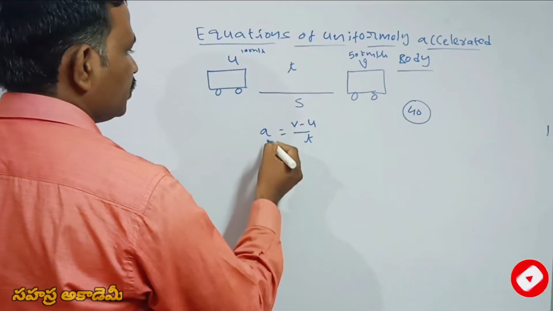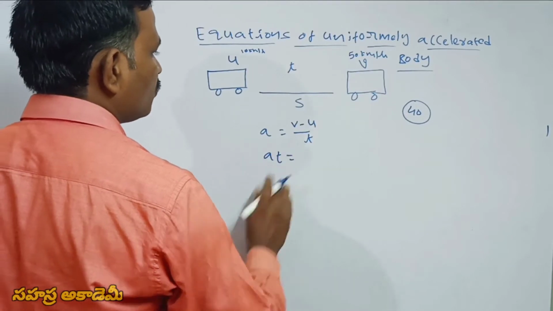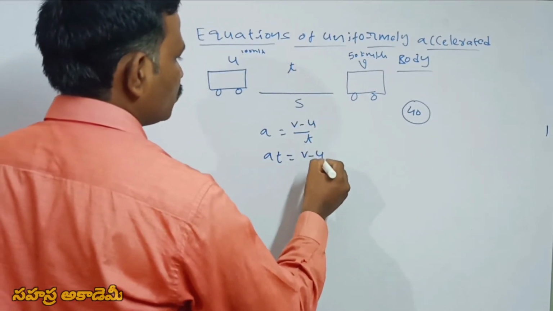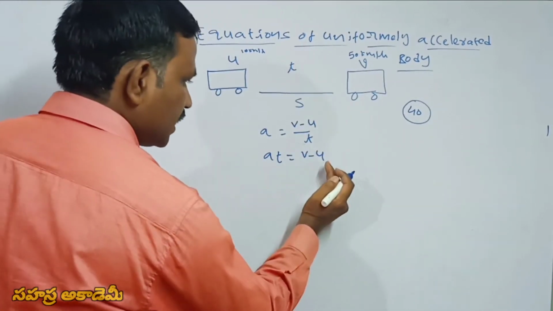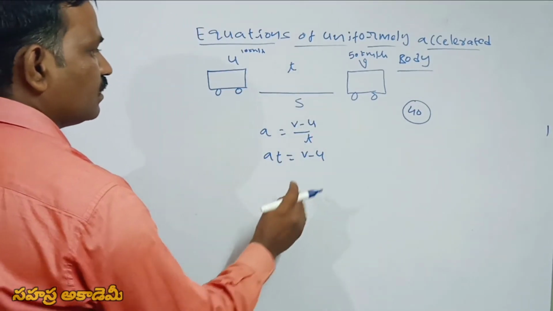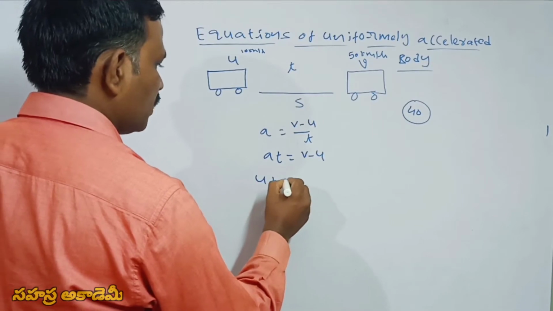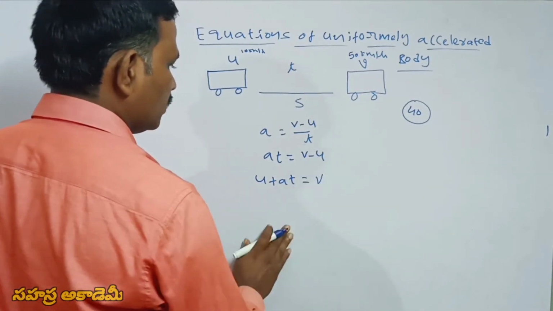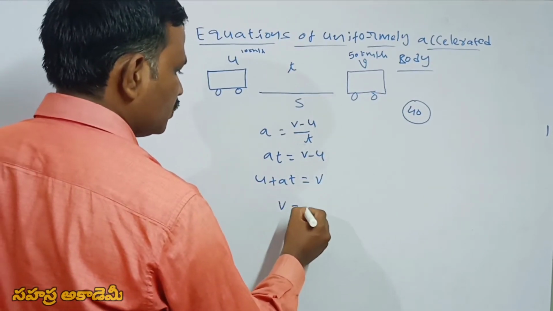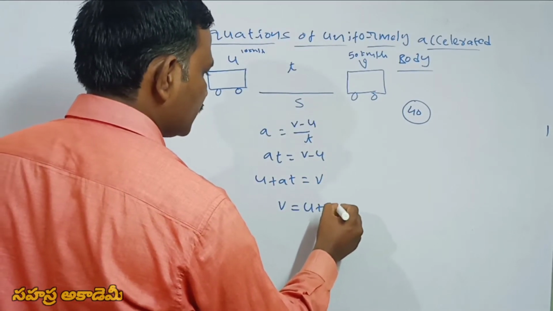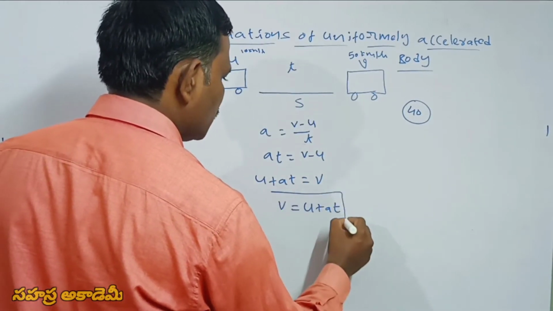So from the definition of acceleration, a is equal to v minus u by t. Send this t to this side: at is equal to v minus u. Then send this minus u to this side, and the minus becomes plus. Then u plus at is equal to v. From this I can write v is equal to u plus at. This is the first equation.